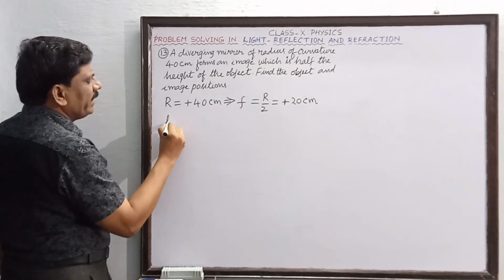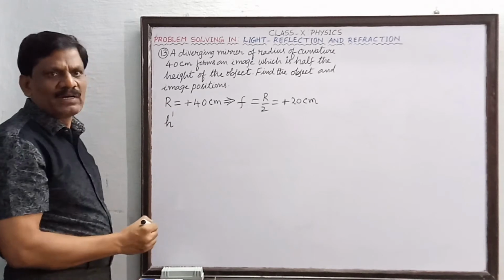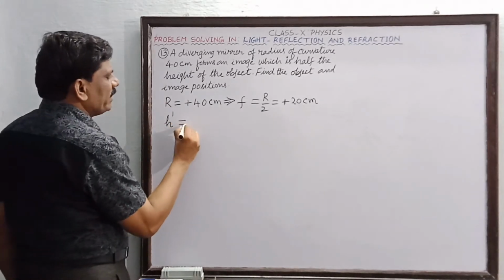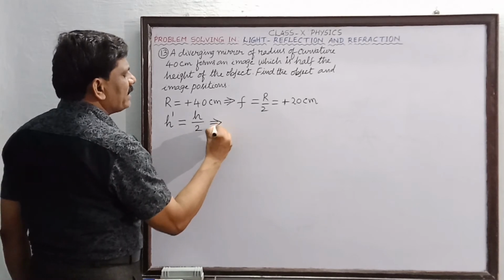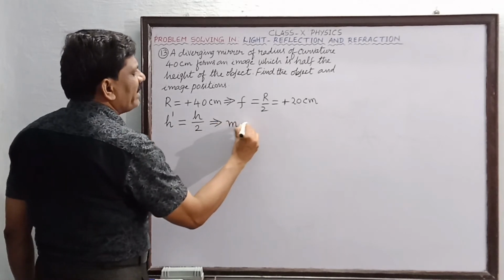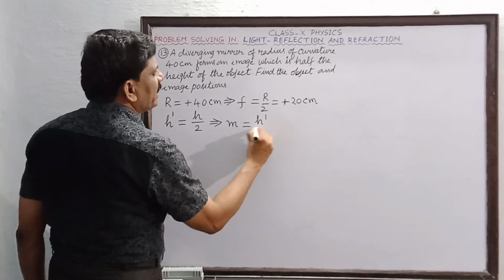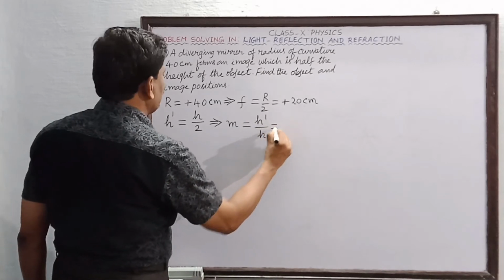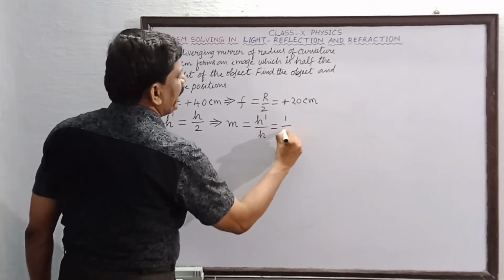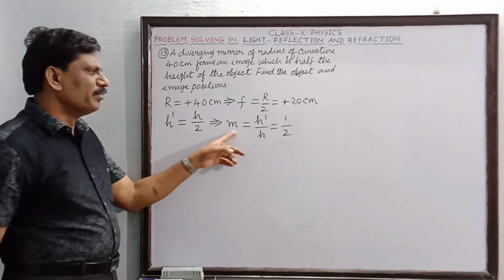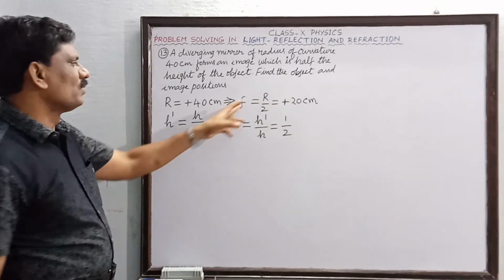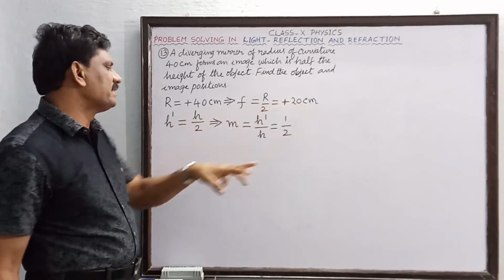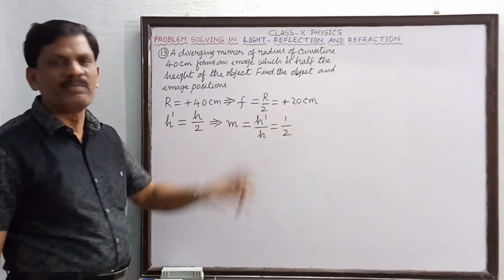Now image height, always we are using the symbol h dash. So this is equal to h divided by 2. So what does this imply? Magnification is equal to h dash divided by h, that is equal to 1 by 2. So m is equal to 1 by 2. So these are all the given quantities, my dear students. F is equal to plus 20 centimeter, magnification is equal to 1 by 2.